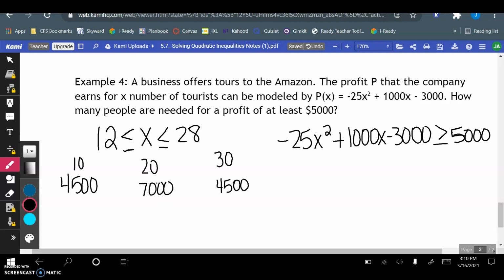So that is how we know that the answers are going to be in between 12 and 28. It's not going to be less than 12. It's going to be more than 12 because 10 didn't work, but 20 does. And then it is going to be more than 20, but less than 30. So that's how we know it's got to be less than 28, because 30 doesn't work. So we can't go over 28. So that helps us to figure out where our answers are.